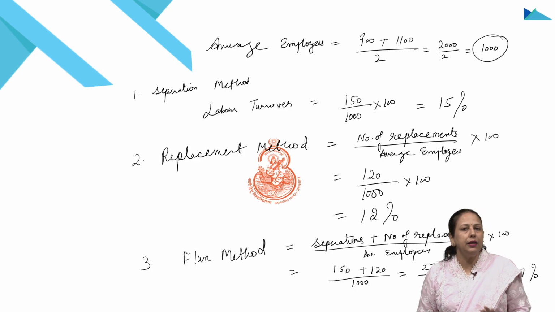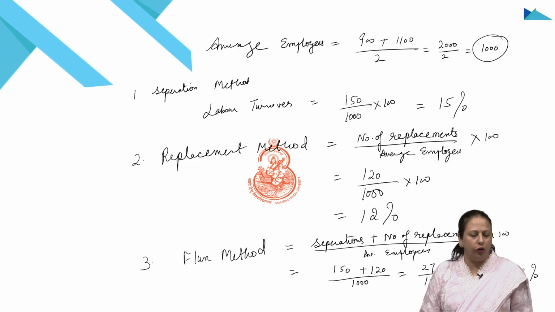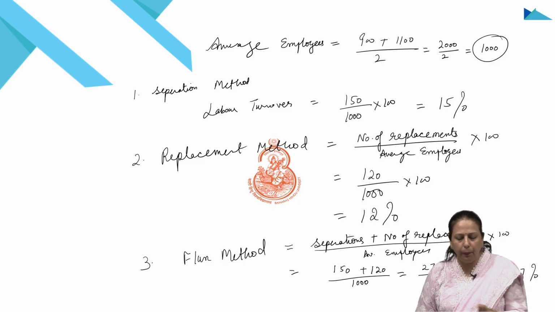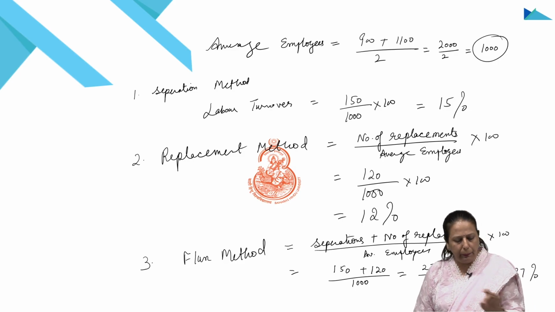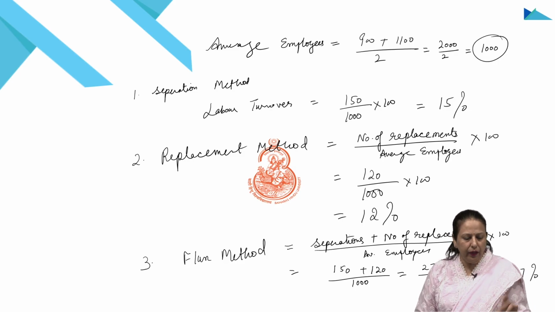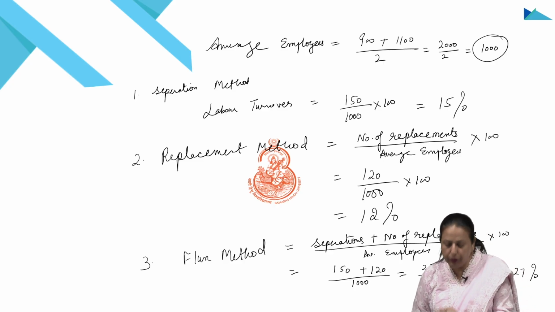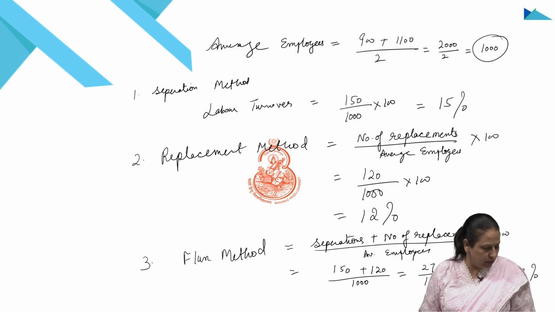You can easily make out that the flux method is nothing but the total of the separation and the replacement method. As we have already computed 15% labor turnover as per the separation method and 12% as per the replacement method, when we add the separation and the replacement, we get the total answer of the flux method, which is going to be 27% in this very question.